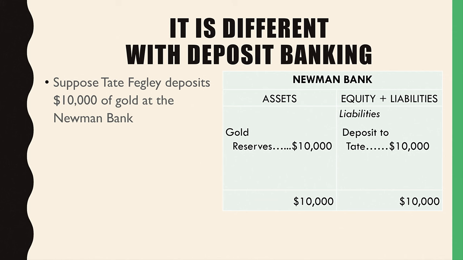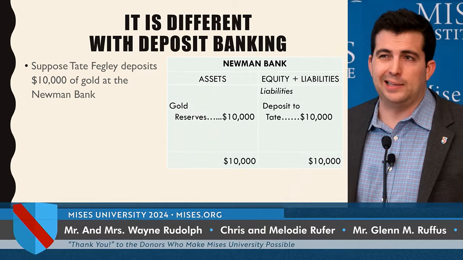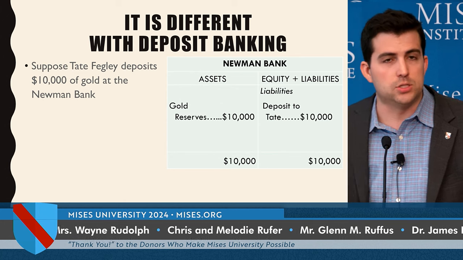So this is the balance sheet of the Newman Bank. All right, we're going to start over. We're not going to look at anything else, just concentrating on this one feature. We've got $10,000 in gold reserves, and then we've got a liability, a deposit to Tate. Tate can spend that money, maybe in the form of banknotes or a deposit account. He can spend that money at another institution. He could then tomorrow say, you know what, I'd like $2,000 back in gold coin.